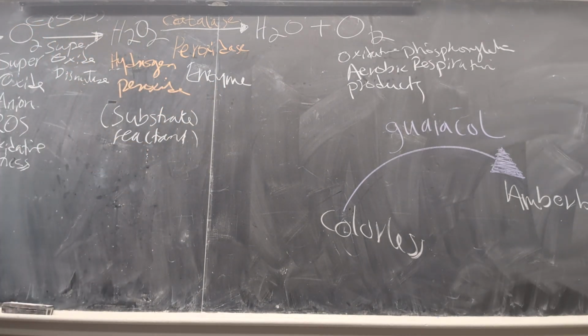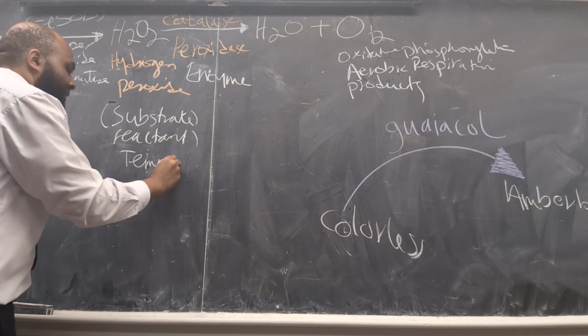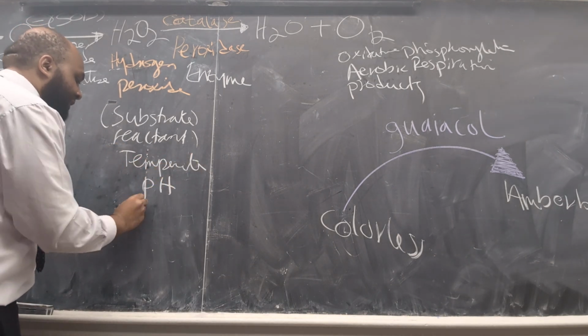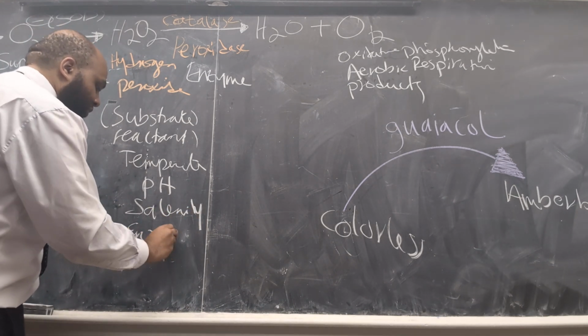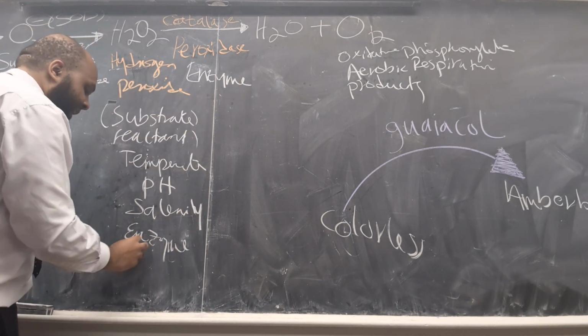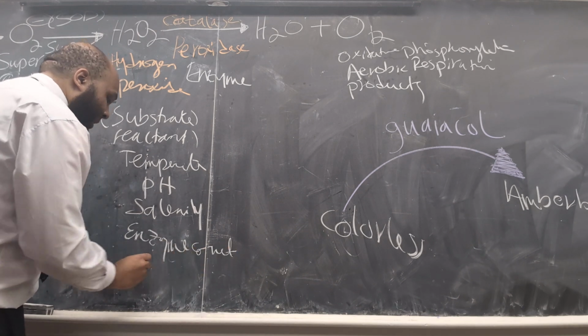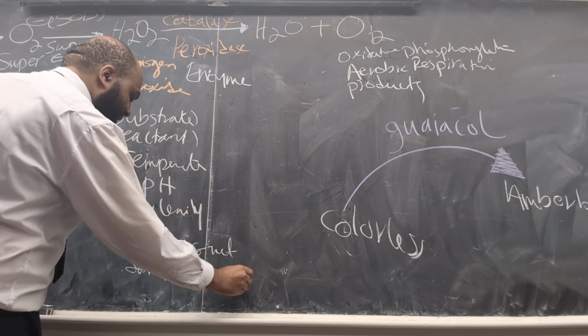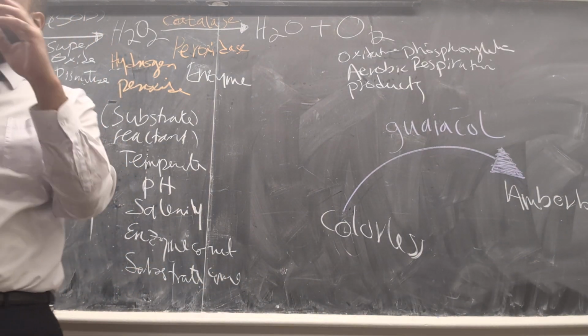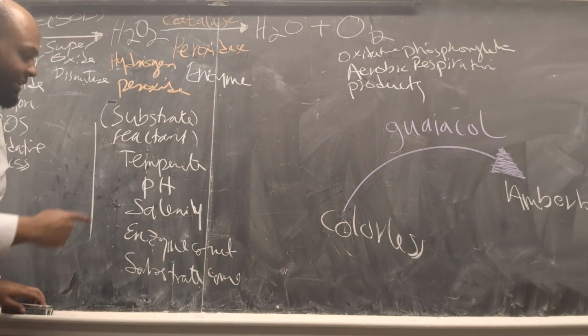So what we're going to test is, what if I mess up the temperature? If I increase the temperature, am I still going to have product? If I change the salinity, the pH, or the enzyme concentration, the more enzyme I add, am I going to have more product? Or what about substrate concentration? All of these factors, we're going to test them. We tested a couple last week. Today we're just going to look at the pH.